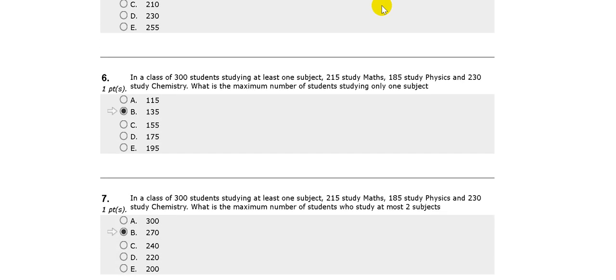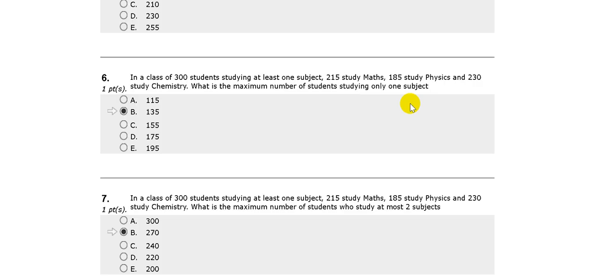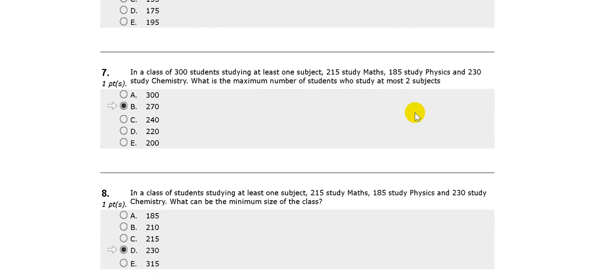Next one: what is the maximum number of students studying only one subject? That means max of one. When will one max happen? When three is max, right? So 3 max is 165, we just found out. So 1 max would be how much? 135, straight away. See how easy it becomes. Next one, maximum studying at most two subjects.